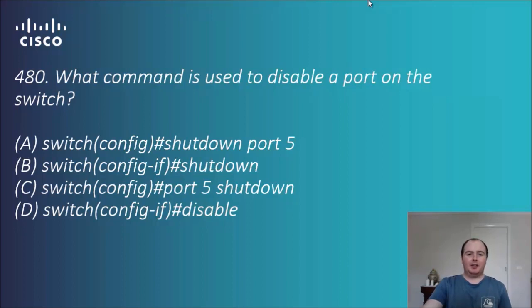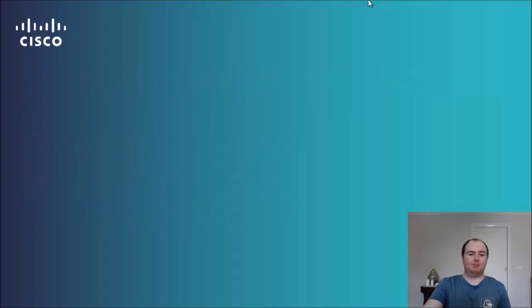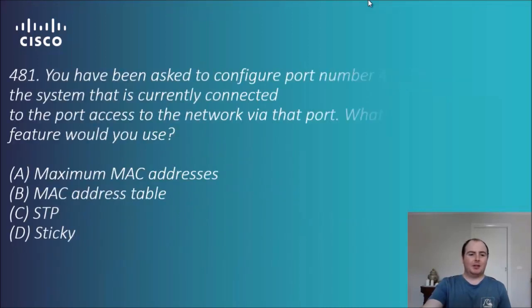480, what command is used to disable a port on the switch? So we got shutdown port 5, shutdown, port 5, shutdown, disable. We're not told a specific port, so we can probably get rid of port 5 as an option. And to do this, you do shutdown. So the answer there is B, and you've got to be in the interface configuration mode, of course, as well, which I believe all of those were.